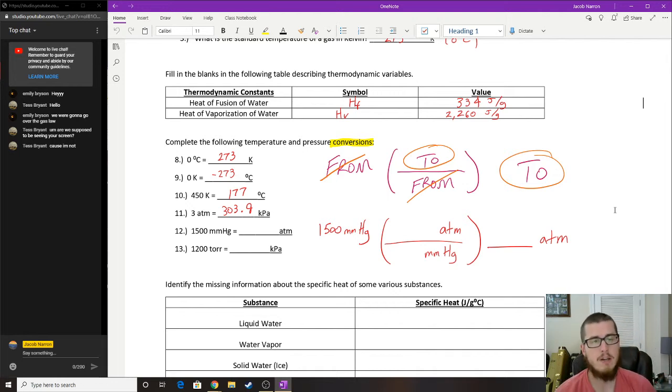And so once again, I need to know, what is atmospheres equal to in millimeters of mercury? How do I make it a 1-to-1 type deal? Well, I just look at my reference table.